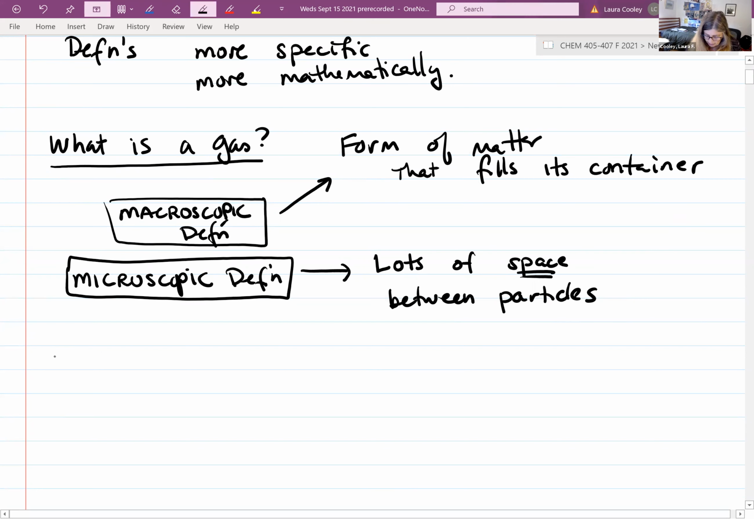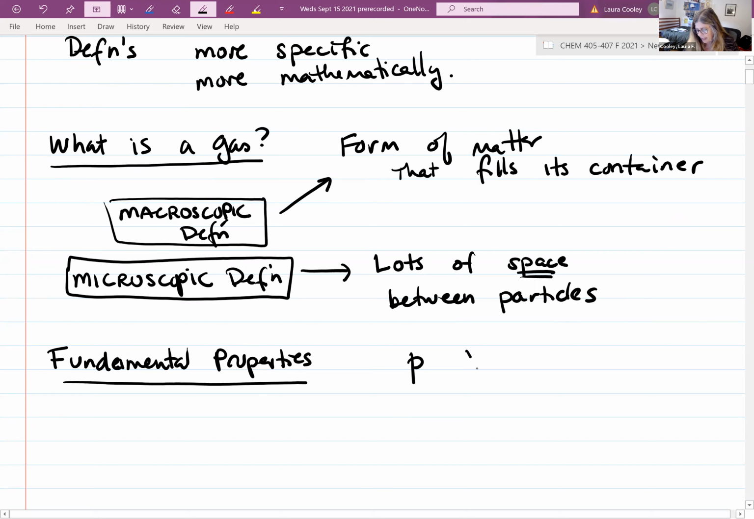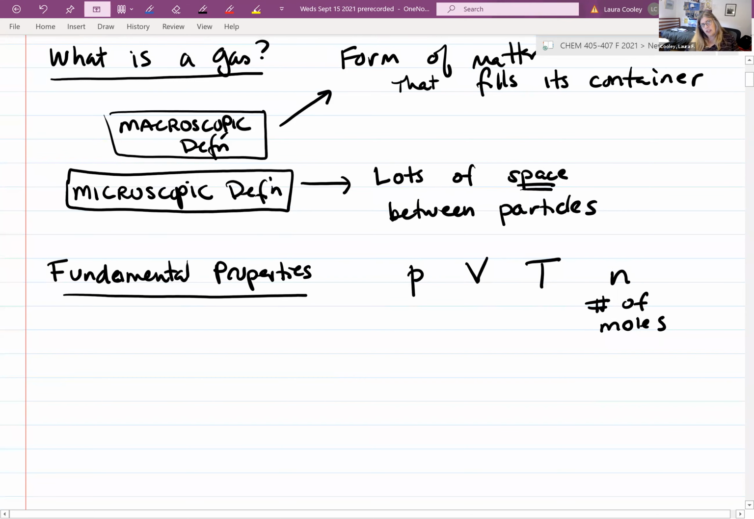And now I'd like to talk about what we call the fundamental properties of a gas. You can guess what some of these are, right? We have pressure. The gas can have volume, temperature, and then this n here is the number of moles. What I'm going to do is go through each of these one at a time, and talk about it in a more specific way. I'm going to start with the easiest ones to talk about, which are the volume and the moles.